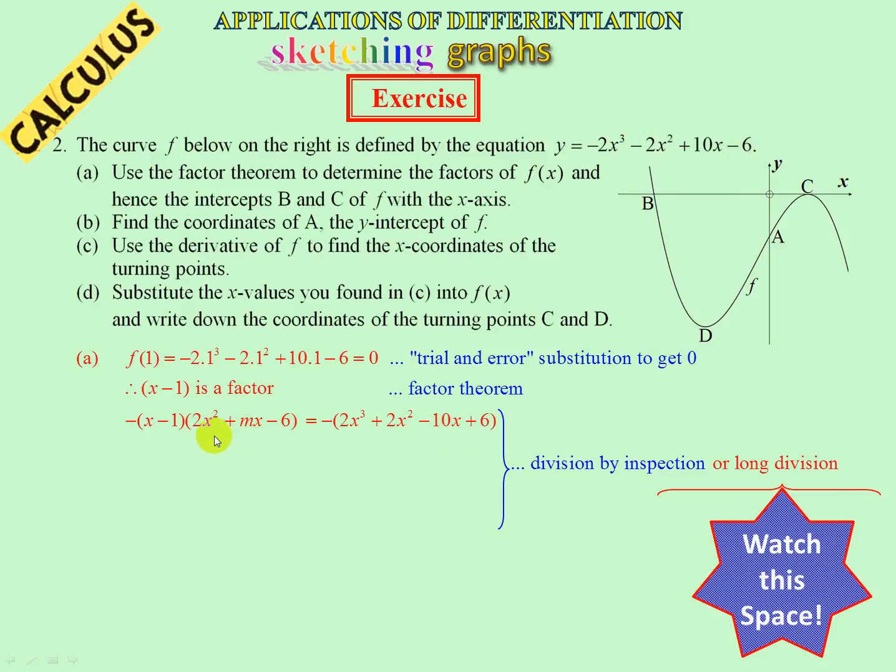And I know that that's a 2 because x times what gives me 2x squared. Minus 1 times what gives me plus 6. There we are. So it's the m. So now when I multiply this out, there are two x squared terms. There's x times mx, and there's minus 1 times 2x squared to give me this 2x squared.